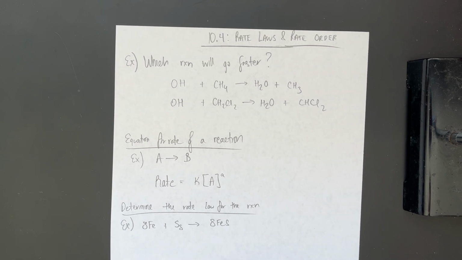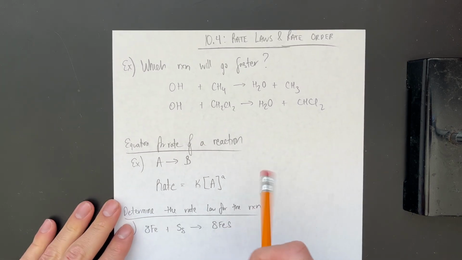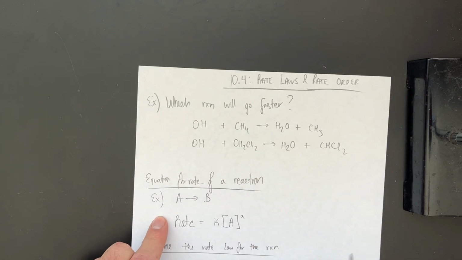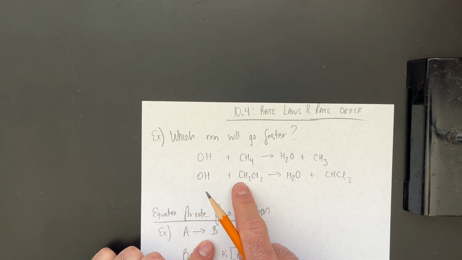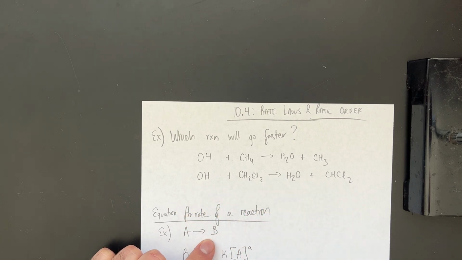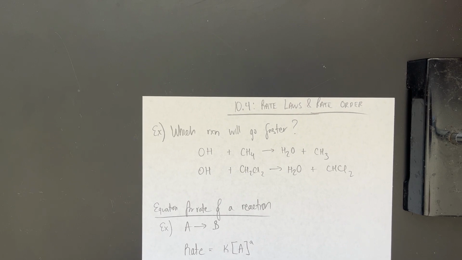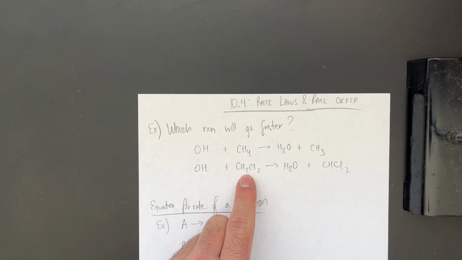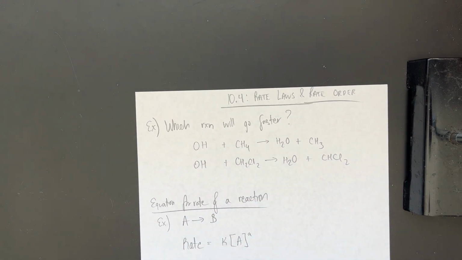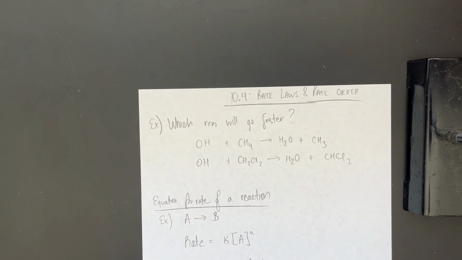The question that I got class started with for this lesson is, which reaction will go faster? If we take a look at OH plus CH4 yields H2O plus CH3, and OH plus CH2Cl2 yields H2O plus CH2Cl, which reaction will go faster? On the surface, you'll see that they are quite similar. In one, we're reacting OH with methane, and in the other, we're reacting OH with a chlorinated carbon, CH2Cl2. Sorry, not fluorinated, chlorinated carbon. They're very similar reactions, so which one is going to go faster?